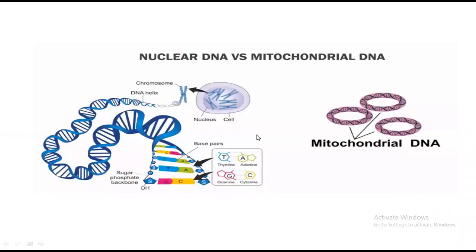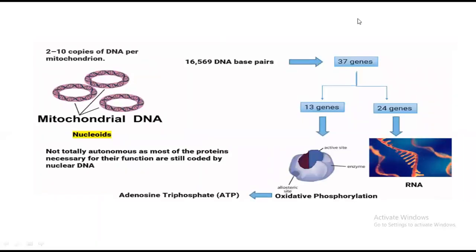Now our main concern is the mitochondrial DNA. We are not discussing the structure of mitochondria; we are just sticking to the mitochondrial DNA. Look here, this is nuclear DNA and this is the mitochondrial DNA. The nuclear DNA is linear in shape and the mitochondrial DNA is round in shape. This is a small difference between the mitochondrial DNA and the nuclear DNA.